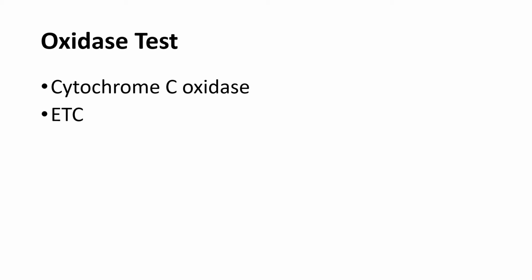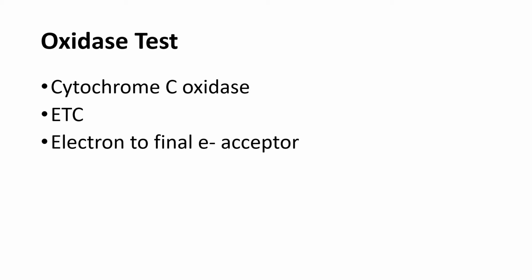Oxidase test would have been the second test that you would have performed, and the oxidase test is looking for the presence of an enzyme called cytochrome C oxidase. This is an enzyme that is involved in the electron transport chain, and it is actually the last enzyme involved in the electron transport chain. Its job is to take that electron that has passed through those redox proteins and bind it to the final electron acceptor. So that's what cytochrome C oxidase does.